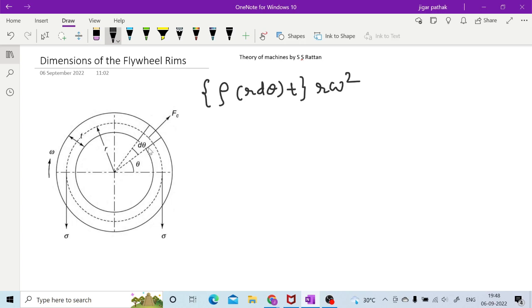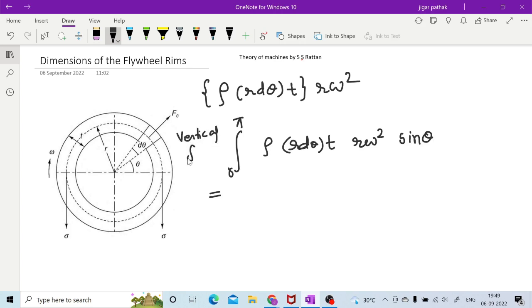So this can be the force acting on that particular element, right? Now if you think about the vertical force acting per unit length, then vertical force acting per unit length can be integrated from 0 to pi with whatever we have written here, rho r d theta t r omega square sine theta, right? That will be the vertical component. Here it is vertical force, right, per unit length.